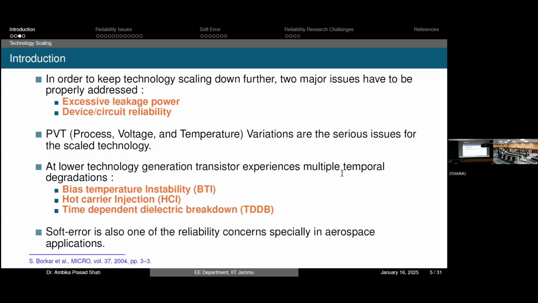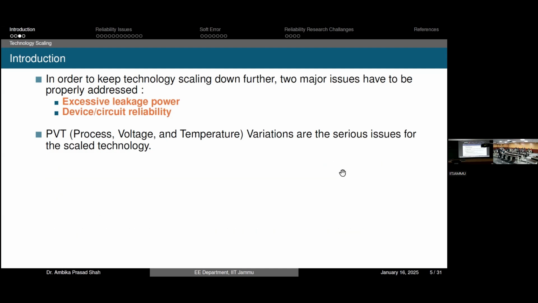One more thing that I have already told you: the process, voltage and temperature variations we are talking about can happen at any point of time. At the time of fabrication, process variation can happen. But yesterday I was talking about there being two kinds of reliability concern: one is time zero and one is time dependent, which we can call temporal degradations. What is the difference between these two? The major difference is that time zero reliability concerns are independent of time.